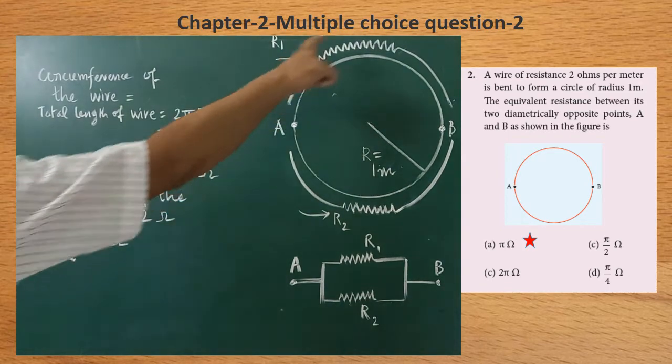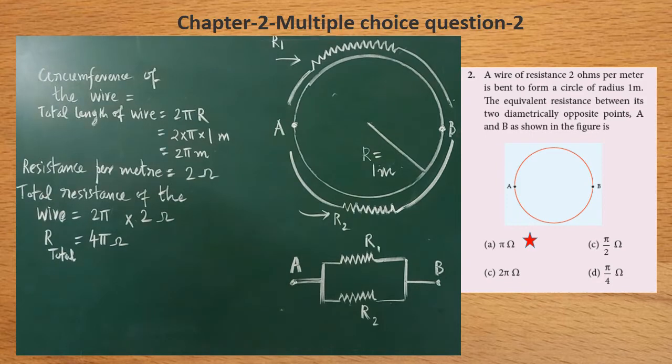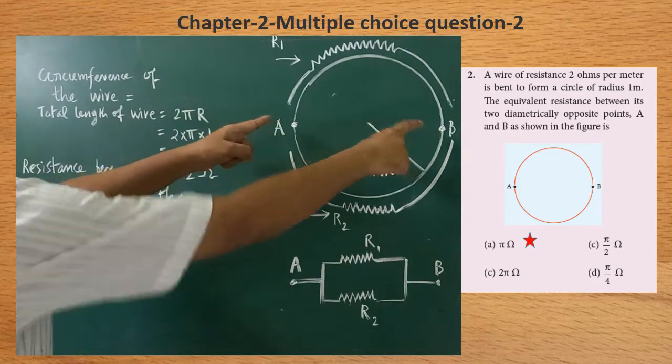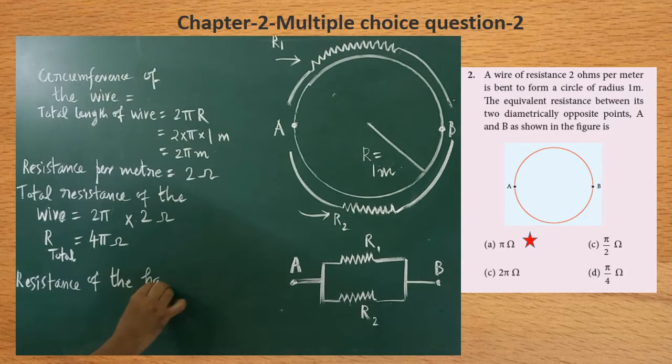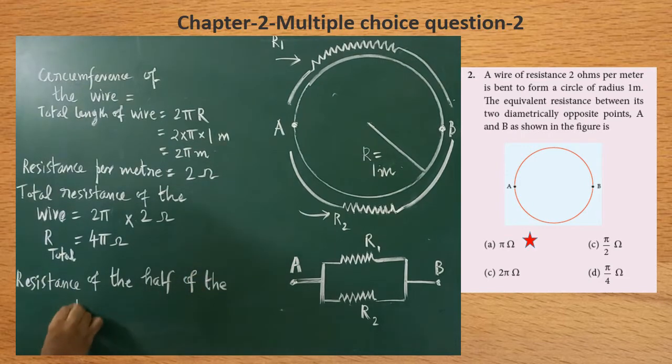The total resistance of the complete wire is how much? 4 pi ohm. So what will be the resistance of half of the wire? How to calculate? 4 pi divided by 2 ohm. So the answer will be 2 pi ohm. Are you clear? 2 pi ohm.